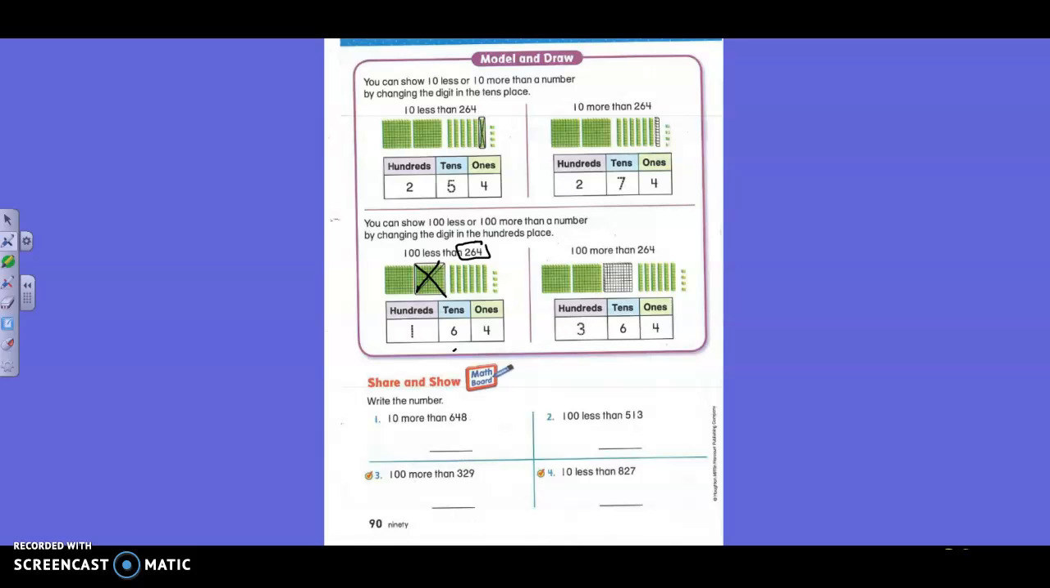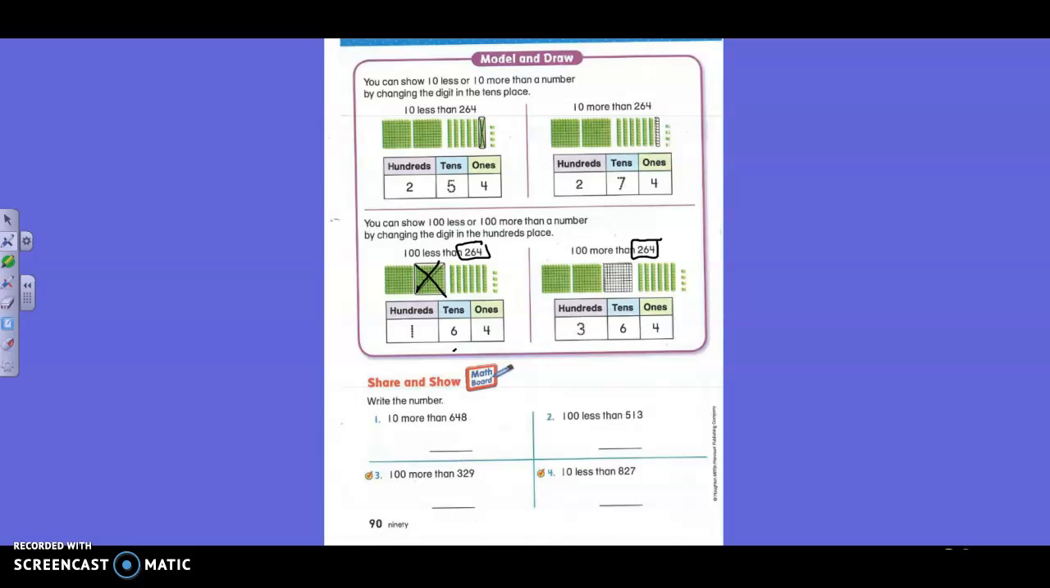Now what if they wanted 100 more than 264? They added another 100. Now you have how many in the 100s place? 3. But do your 10s and your 1s change? No. So 100 more than 264 is, everyone? 364. Okay, so you guys don't have pictures. If you would like to draw a picture to help you, that is fine. But you have to listen to the directions.